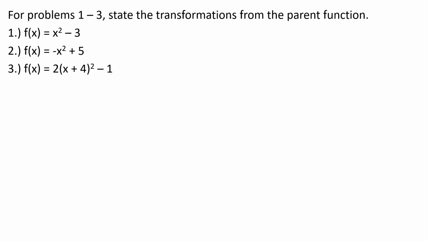Right, so for problems 1 through 3, it's just state the transformations from the parent function. A lot of times directions like this will just say state the transformations, because it will be assumed that, unless specified otherwise, we mean from the parent function. So for this first one, there's only one transformation on that, and that is down 3.